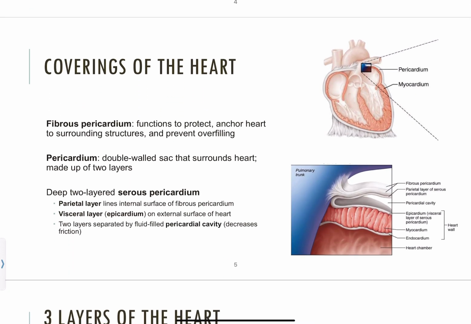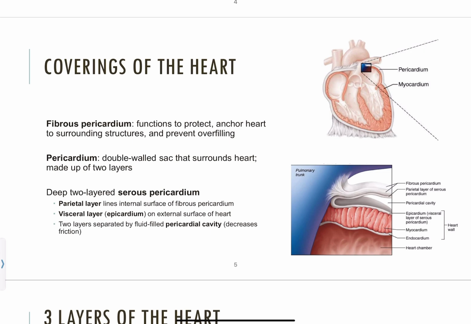So we do have some coverings over the heart. Protecting the heart is the fibrous pericardium, and this is a tough outer layer that helps anchor the heart to surrounding structures. It's also going to help prevent overfilling and provide a little bit of mechanical protection.